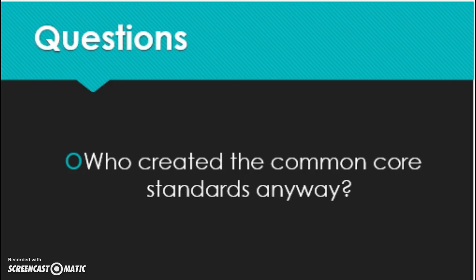A big misconception is that the federal government regulated the construction of these standards, and they did not. The federal government did not play a role in creating the standards. It was organizations and groups of teachers and curriculum specialists within the states that created them. And I want everyone to know and remember that the standards only tell us teachers what to teach, but not how to teach. So are there any other questions for me?